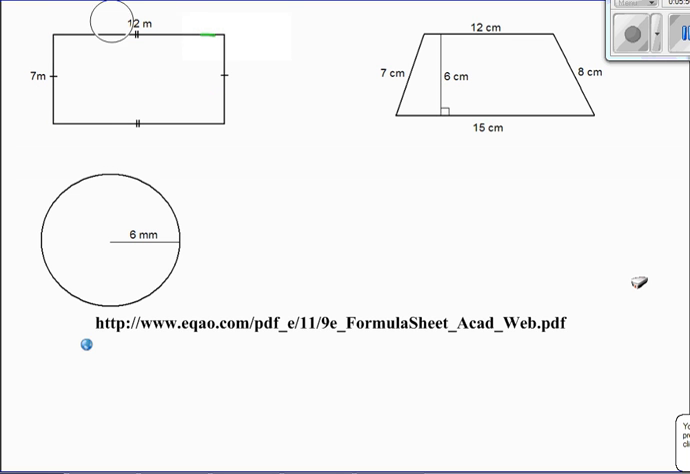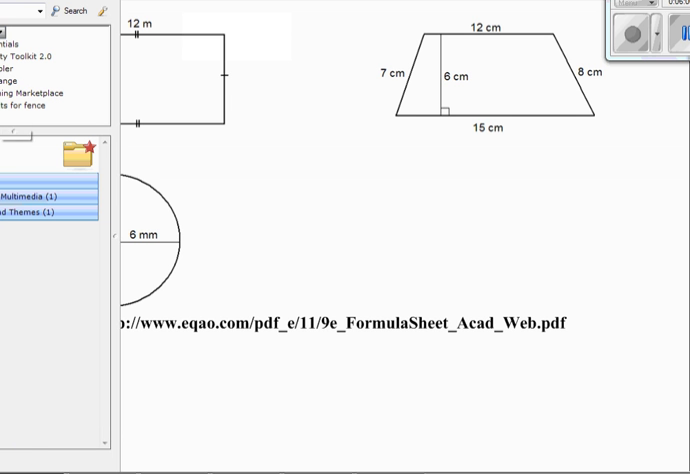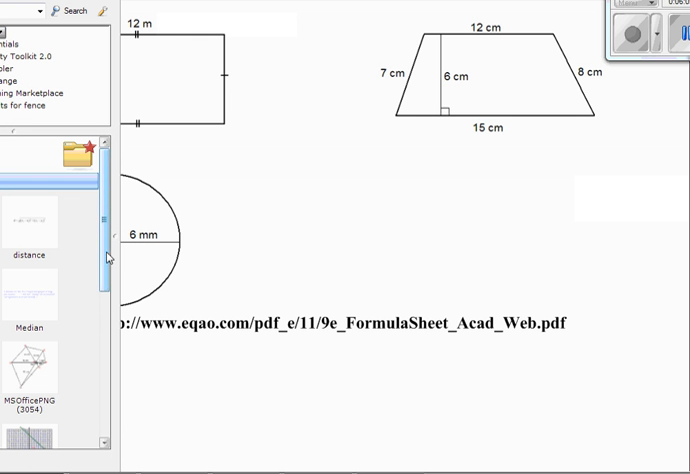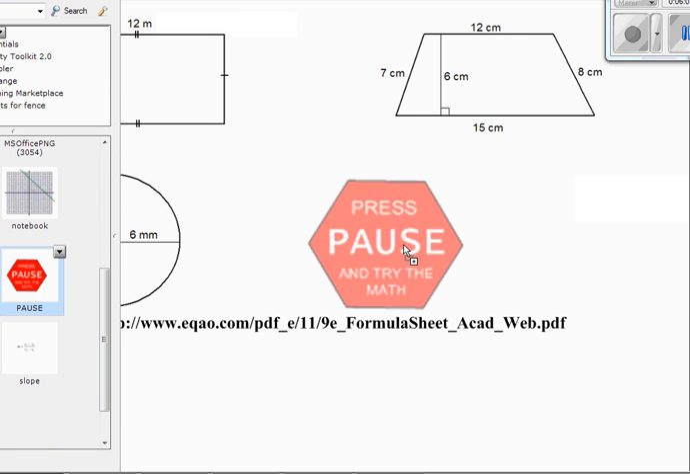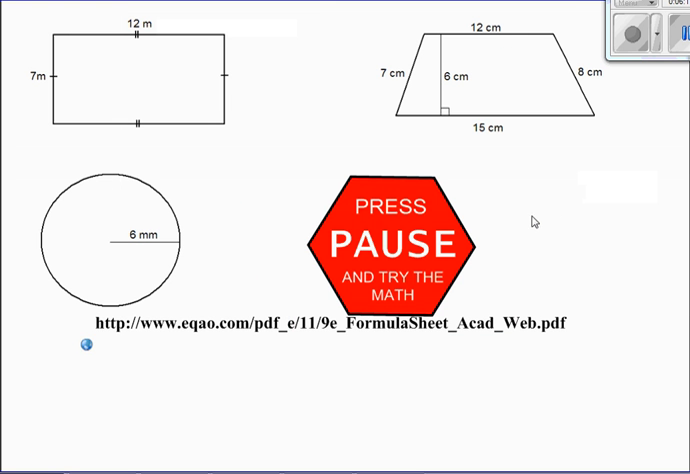what I want you to do is take a couple minutes and, using those formulas, find the area and the perimeter of each of the shapes that I have on this page. So press pause in the video and do that math. Then when we come back from pause, you'll see my answers for perimeter and area of each of these shapes.